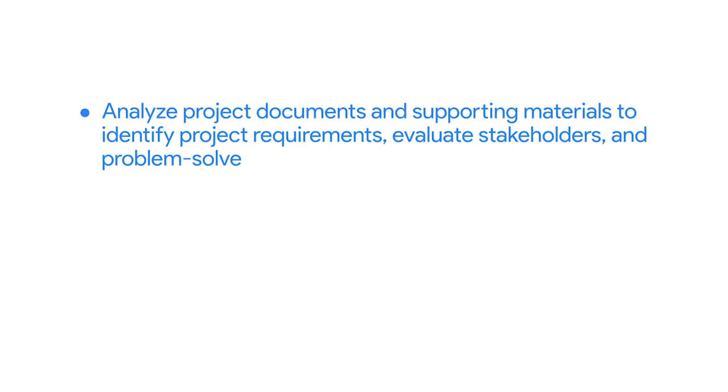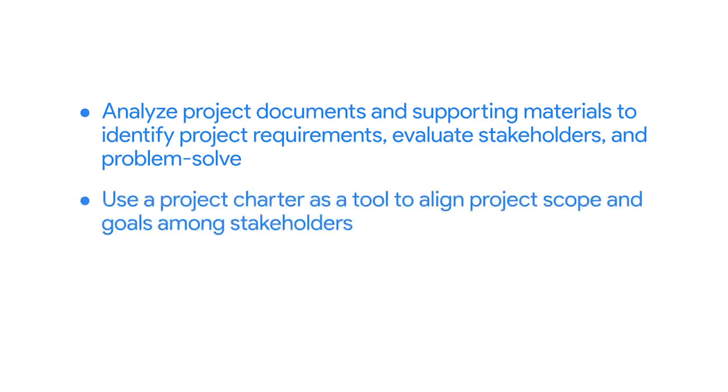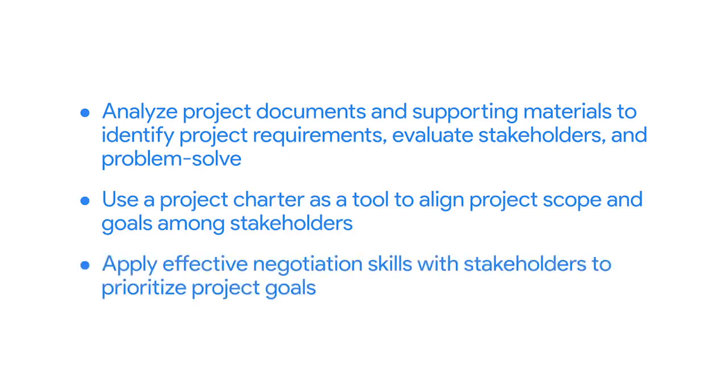In this next set of videos, you'll apply strategic thinking and effective business writing to initiate a project. You'll analyze project documents and supporting materials to identify project requirements, evaluate stakeholders, and problem solve. You'll use a project charter as a tool to align project scope and goals among stakeholders. And you'll apply effective negotiation skills with stakeholders to prioritize project goals.